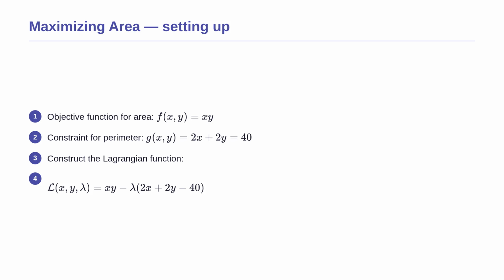A farmer has exactly 40 meters of fencing and wants to enclose a rectangular garden to get the absolute maximum area. Our objective function is area, x times y. Our constraint is the perimeter, 2x plus 2y equals 40. We build our Lagrangian by taking the area and subtracting lambda times the rearranged perimeter constraint. This sets up our master equation.